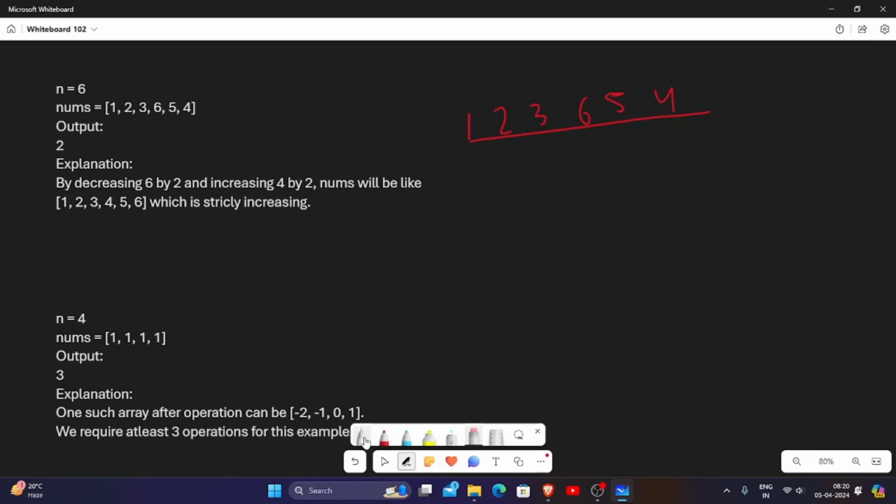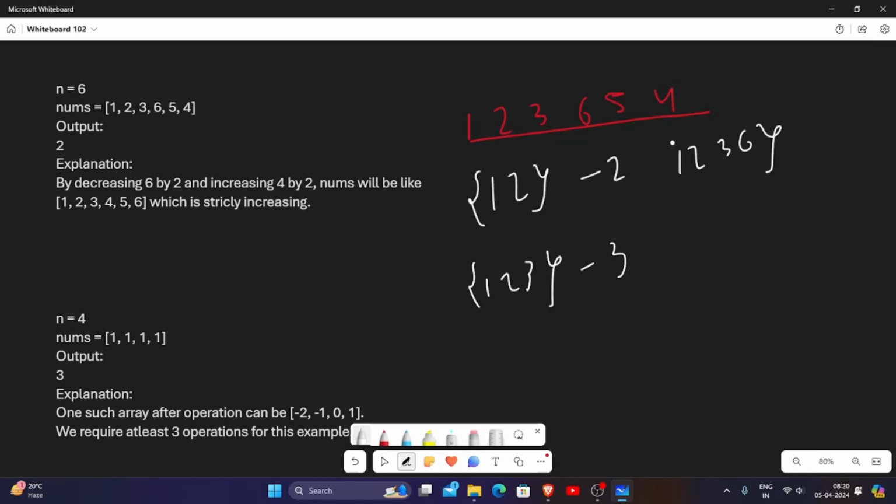So 1, 2 would be an increasing subsequence of length 2. Similarly, 1, 2, 3 would be an increasing subsequence of length 3. And we can also see 1, 2, 3, and 6 is an increasing subsequence of length 4, and I think this is the maximum we can get. We can also have 1, 2, 3, and 5, which is also of length 4.